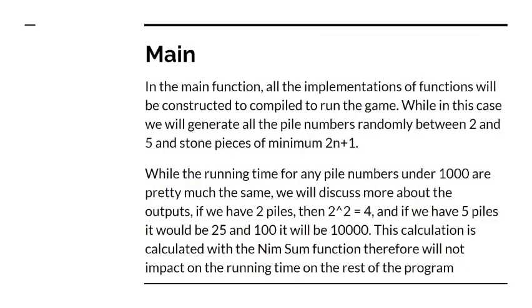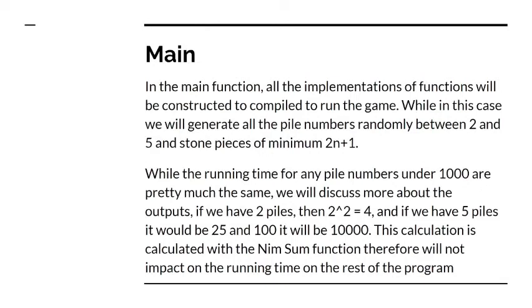So here we go, the main. In the main function, all the implementations of functions will be constructed to compile and run the game. In each case, we will generate all piles of numbers randomly between 2 and 5, and stone pieces of minimum 2 plus 1, where all the variables here are random in my software.